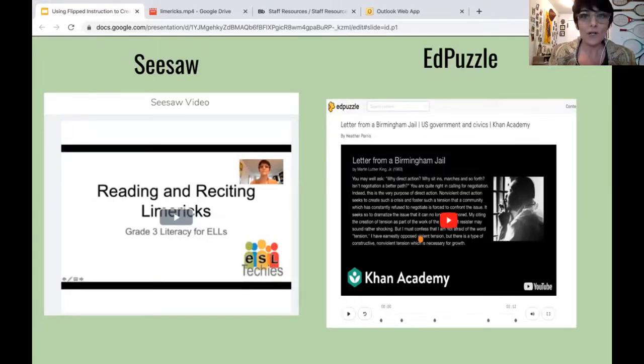And I'd give them instructions on that. And then, of course, we would have those limericks to share. They would upload them into Seesaw, which everyone loves. It's really well used.